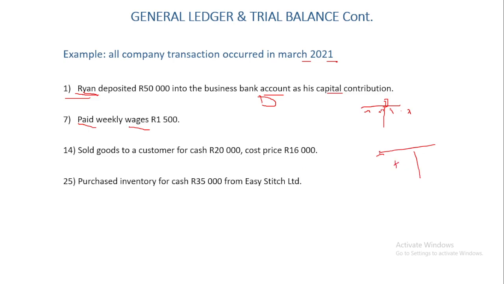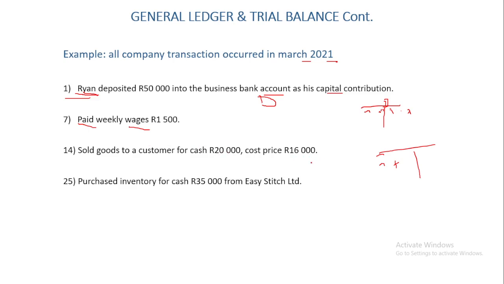So we're gonna go on the debit side and write on the 2021 March on the 7th, bank, money was used coming from the bank account to pay the salaries and wages of 1,500, and we're gonna write it here. And then we're gonna move forward to the 14th, where it says sold goods to customer for cash 20,000 and cost price is 16,000.